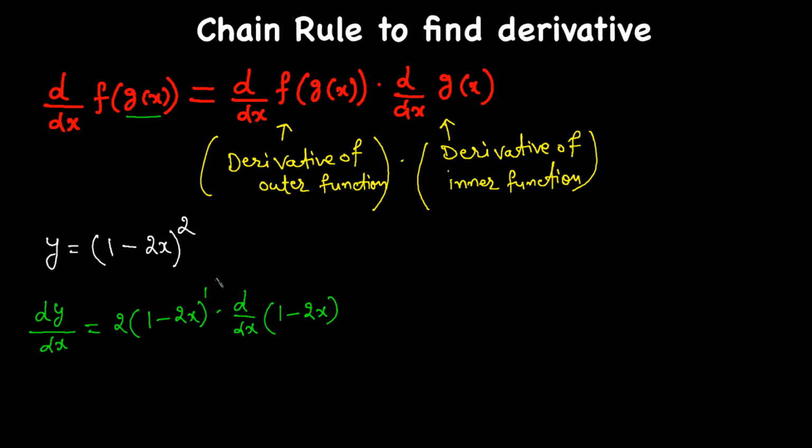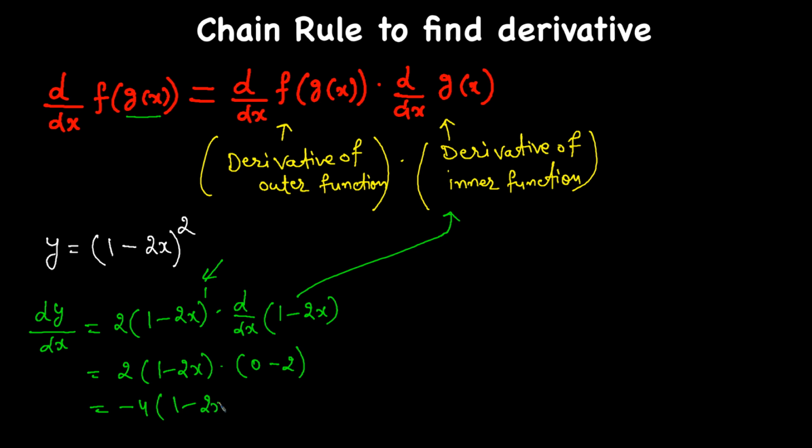You see, this part over here is the derivative of the outer function, and this is my inner function, so now the derivative of the inner function. We got 2 times (1 minus 2x), and the derivative of 1 is 0, and the derivative of 2x is just 2. Let's simplify it. 2 multiplied by negative 2 gives me negative 4 times (1 minus 2x). So that is your answer.